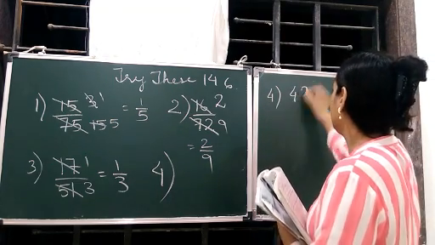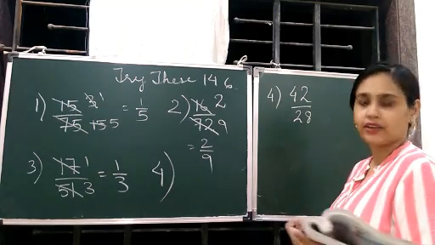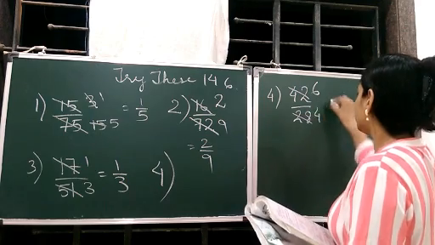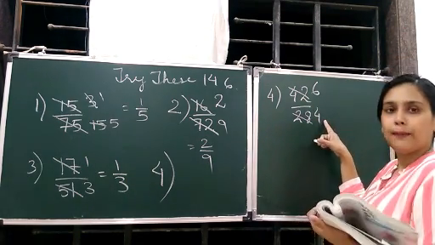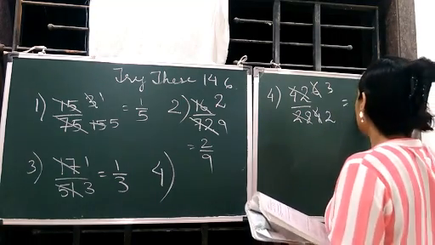Fourth one, 42 by 28. Both are divisible by 7. 7 sixes are 42, 7 fours are 28. Still both are divisible by 2. 2 threes are 6, 2 twos are 4. It is 3 by 2.